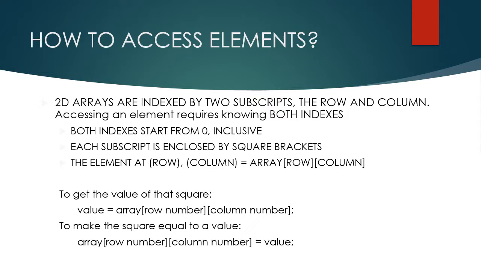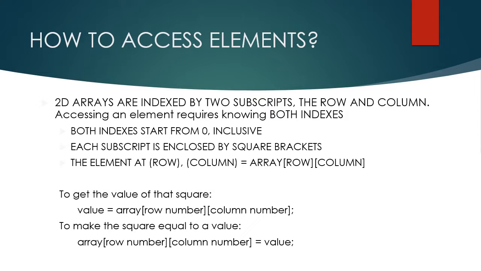2D arrays are indexed by 2 subscripts, the row and the column. Accessing an element requires knowing both indexes. Both indexes start from 0 or are inclusive of 0. Each subscript is enclosed by square brackets, such that the element at the position row column is equal to array square bracket row square bracket column square bracket.